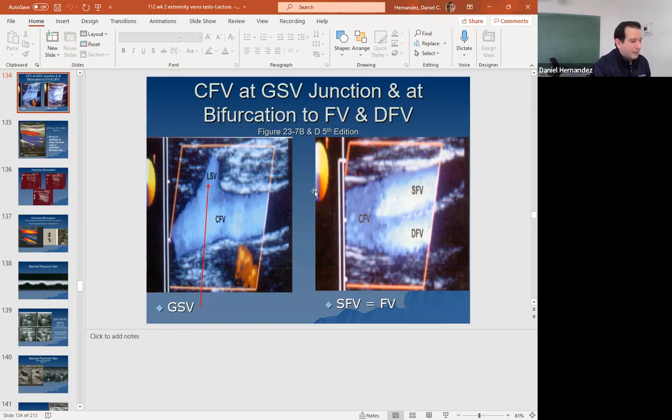I'm going to keep uploading and just dumping more pictures for you guys to go through. The more slides you go through, the more pictures you go through, recognizing DVT, you'll never miss one ever again.